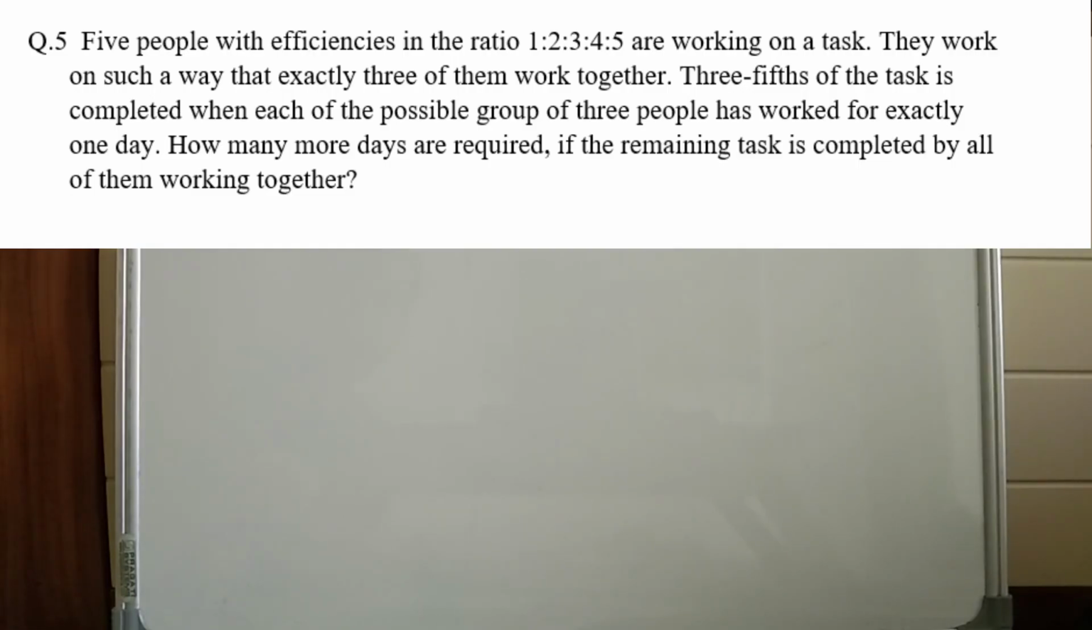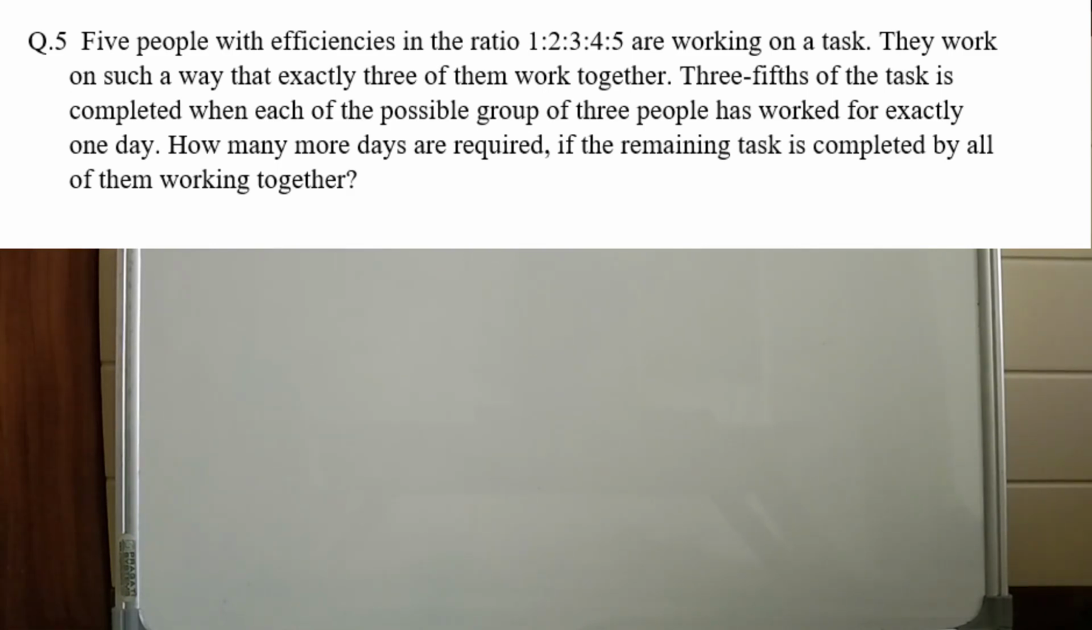Okay, so the next question is very important and a conceptual one. 5 people with efficiencies in the ratio 1:2:3:4:5 are working on a task. They work in such a way that exactly 3 of them work together. 3/5 of the task is completed when each of the possible groups of 3 people has worked for exactly 1 day. Okay, so this line is very important. How many more days are required if the remaining task is completed by all of them working together?